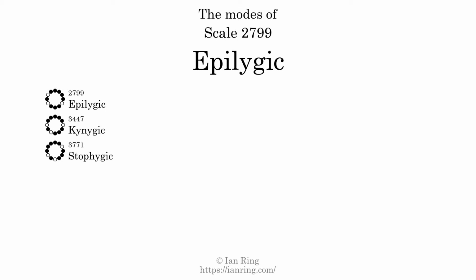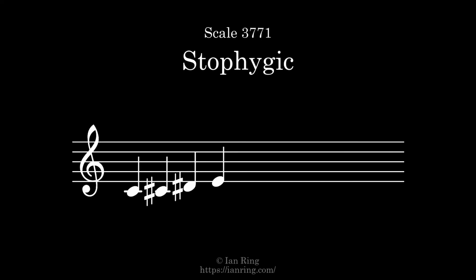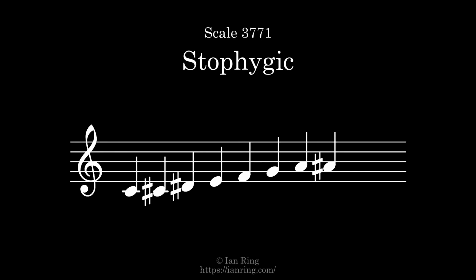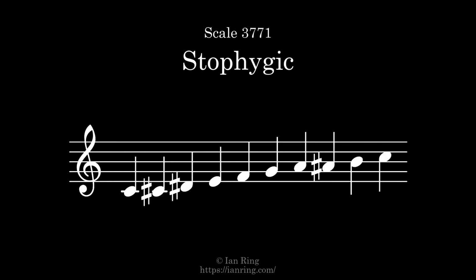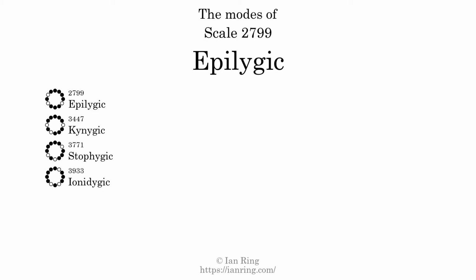The third mode is scale 3771, also known as Epilygic. It sounds like this. The fourth mode is scale 3933, also known as Epilygic. It sounds like this.